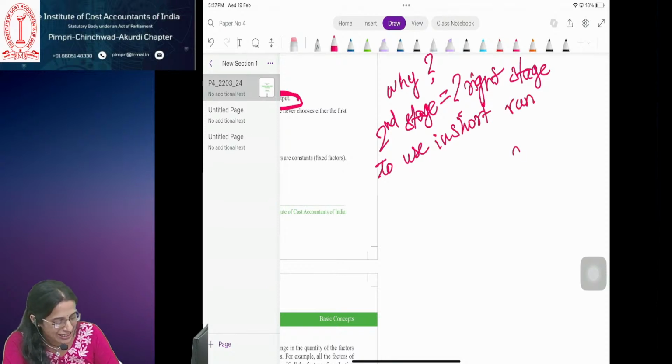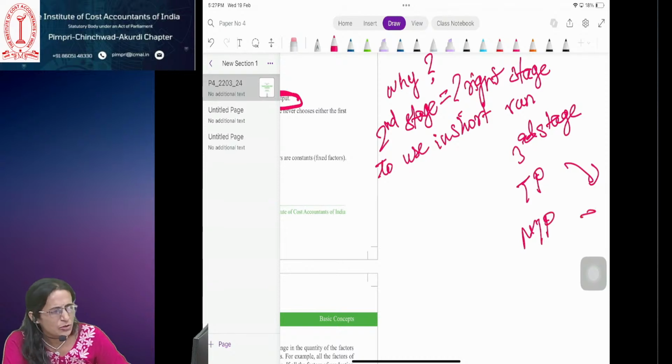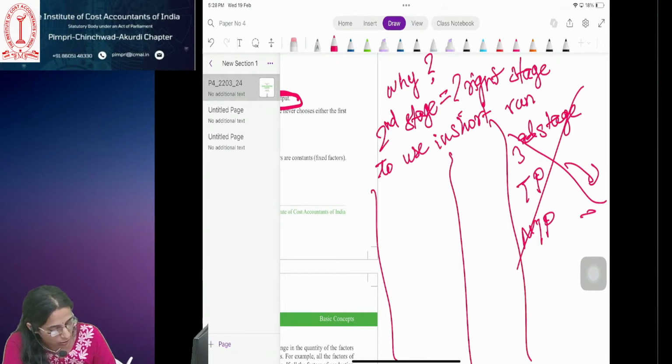See, in the third stage we saw that total product is decreasing and marginal product is negative, right? Is it useful? Output is decreasing, marginal product is negative, so marginal revenue will also be negative. So is there any benefit? No. So the third stage is cancelled, right? Now we will analyze why the second stage and not the first stage. So first stage and second stage.